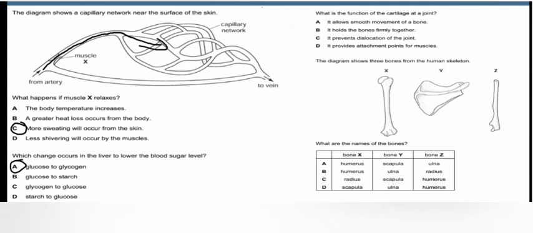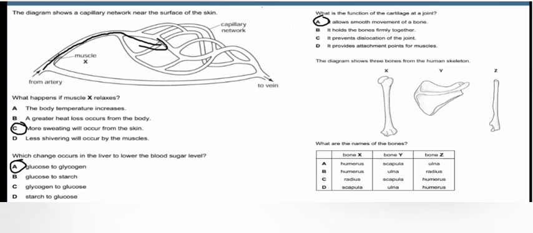Then as for the next question, what is the function of the cartilage at a joint? So we have A, it allows smooth movement of a bone. Then as for B, it holds the bones firmly together. C, it prevents dislocation of the joint. Then D, it provides attachment points for muscles. So as for the cartilage, this one here provides what? The cushioning, meaning smooth movement of the bone. So you can say the answer here is just going to be what?